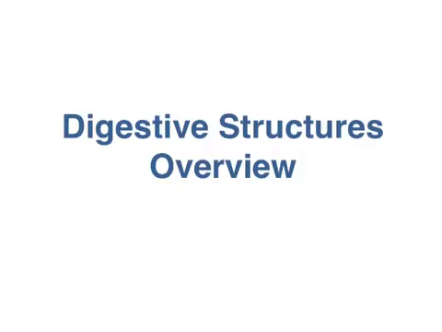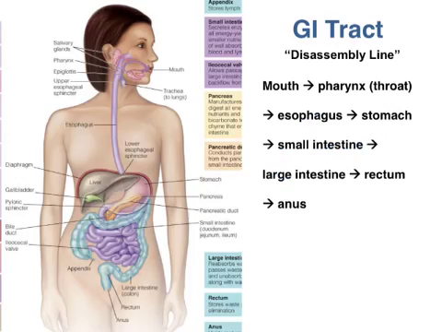In this video, we'll be introducing some of the anatomy of the digestive system. First, we'll start with the digestive tract, also known as the gastrointestinal tract or just the GI tract, and sometimes called the alimentary canal. This is the pathway that food takes as it moves through your body, from ingestion up here in the mouth, through the pharynx, esophagus, to the stomach, small intestine, into the large intestine, and out the anus.